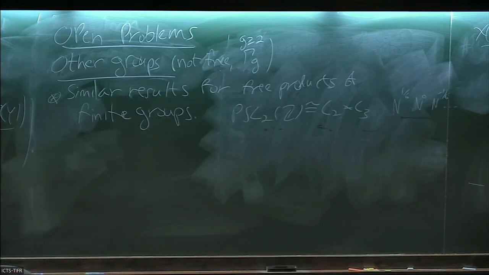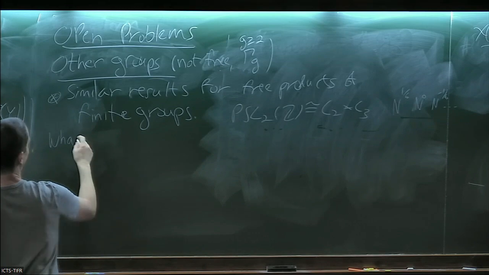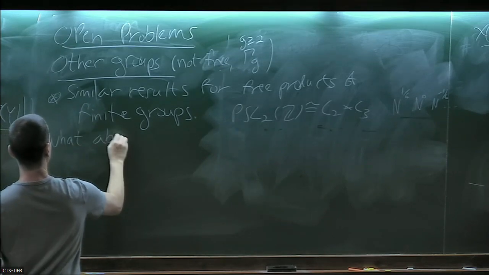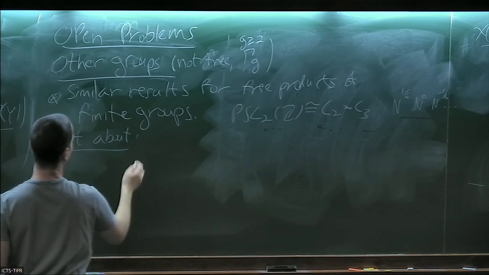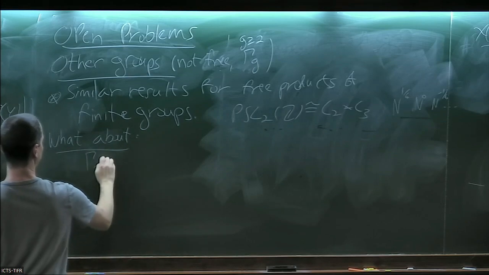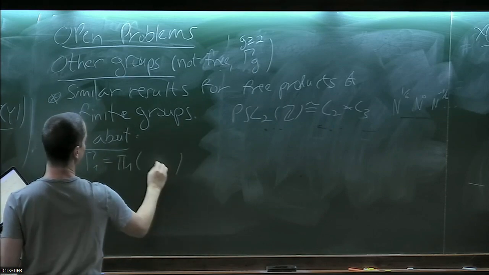So this is known, but we don't know anything about any other group. For example, even the case of gamma 1, which is the pi1 of a torus.